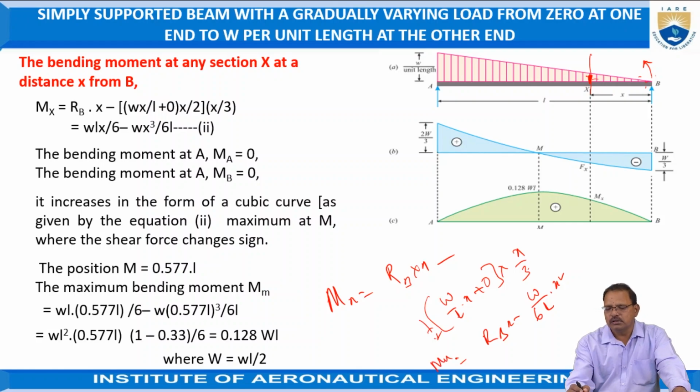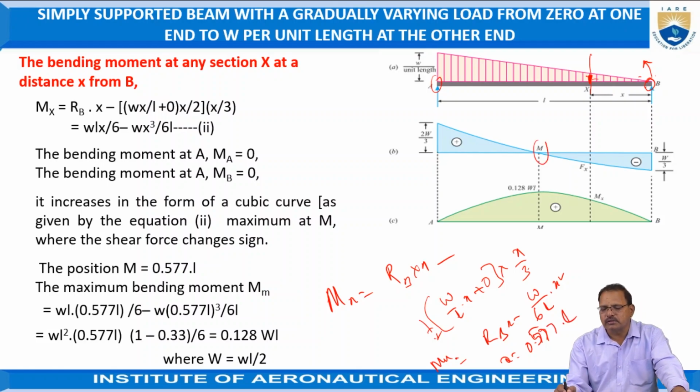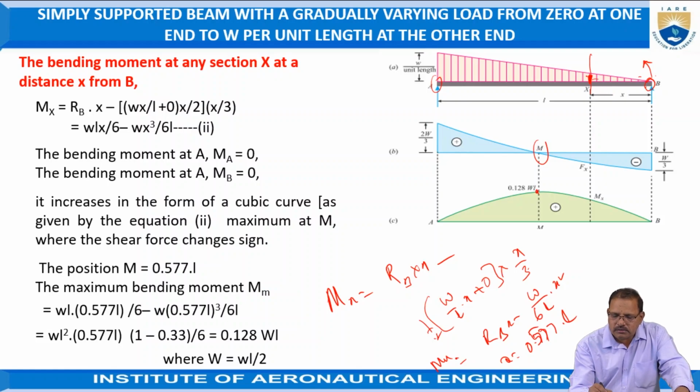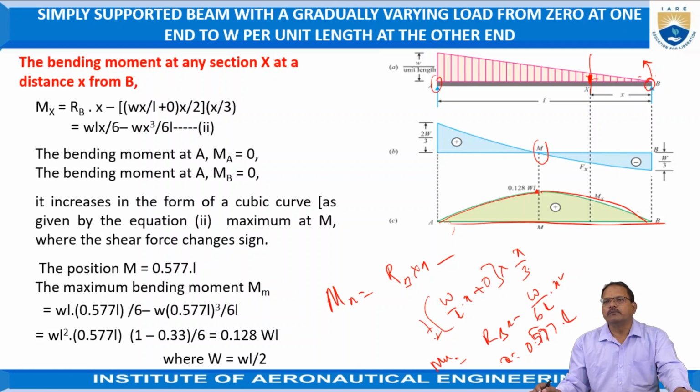When X is equal to 0, the bending moment is 0 at point B. When X is equal to L, the bending moment at A is also 0. When X is equal to 0.577 L, where the shear force changes its sign from positive to negative, the bending moment has its maximum value. By substituting X equal to 0.577 L, the maximum bending moment is 0.128 W L. Mark this point and join all these points with a curve. This curve is called a cubic curve. It is the path followed by the bending moment when a simply supported beam is subjected to gradually varying load.